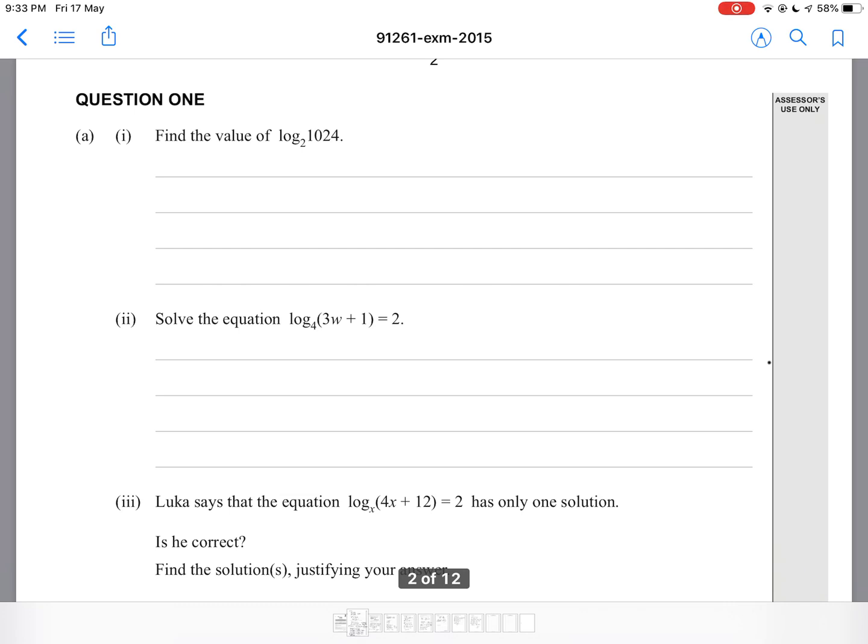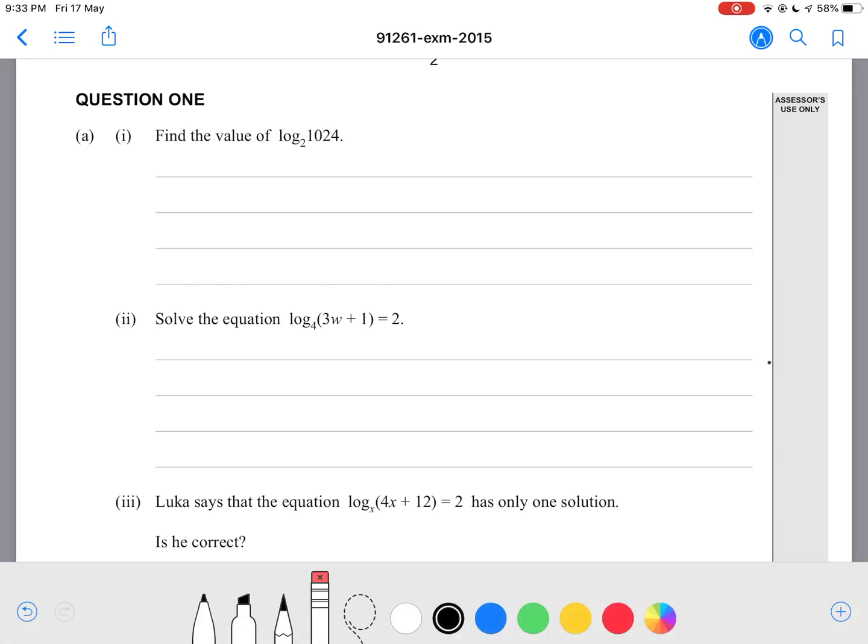Find the value of log base 2 of 1024. So basically, 2 is the base, and then we have an unknown power. So we're going to say 2 to the power of an unknown equals 1024. So now, 2 to the power of what equals 1024?